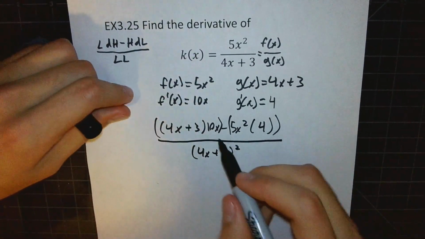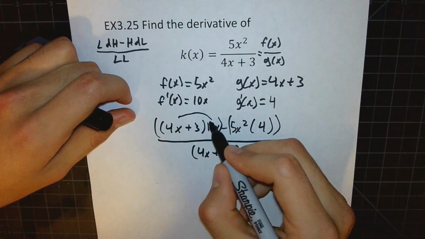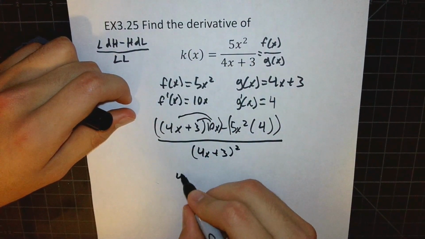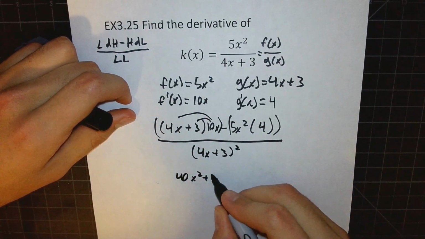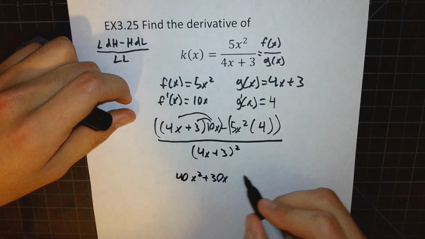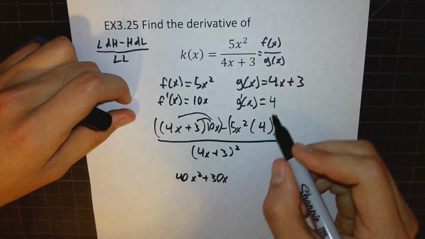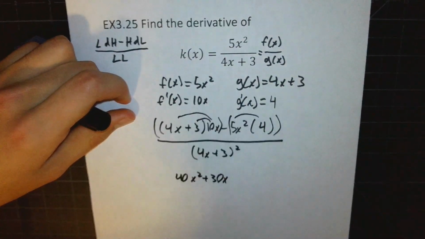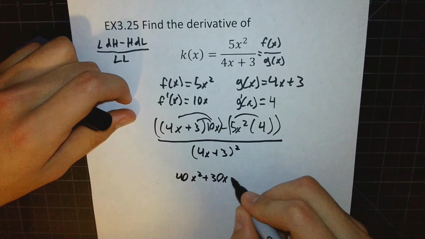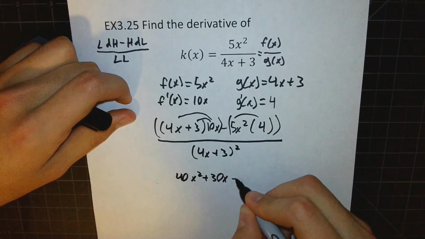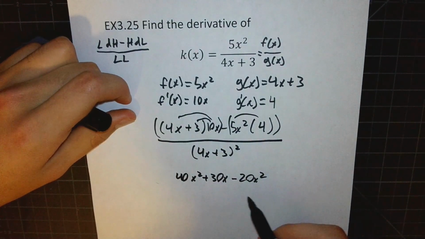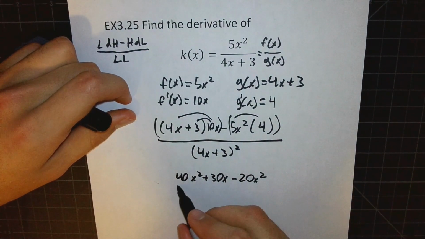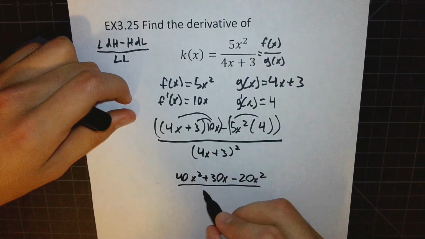And then we'll simplify. So this will distribute in. So we'll have 40x squared plus 30x. And then we'll multiply these constants, right? So this will be minus 20x squared. All over, we'll FOIL this out.